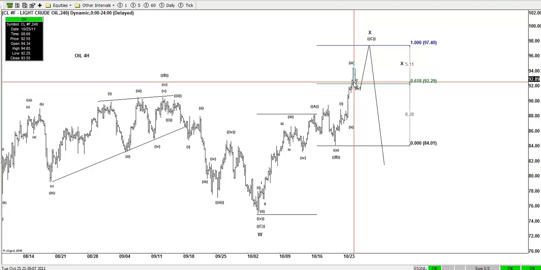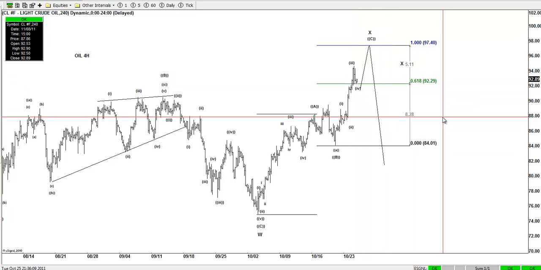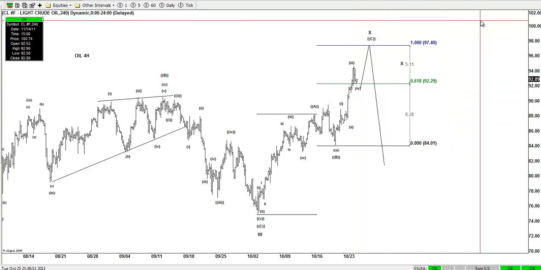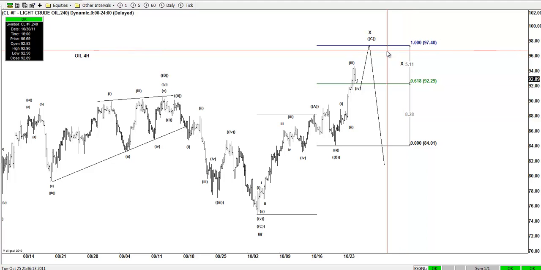Now everything can change, and this can create a double zigzag again going higher, but we believe that the dollar and the yen and in general risk aversion is set to move. All right, so let's leave it there and see how the market reacts tonight.